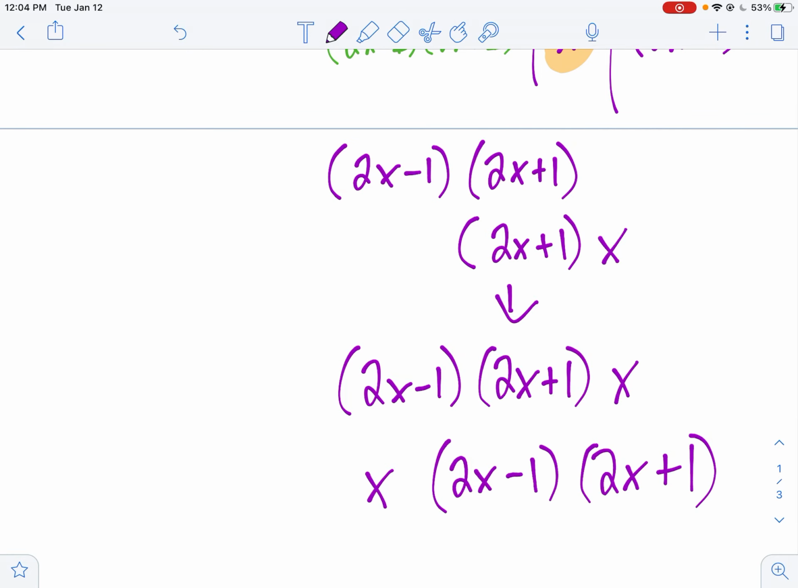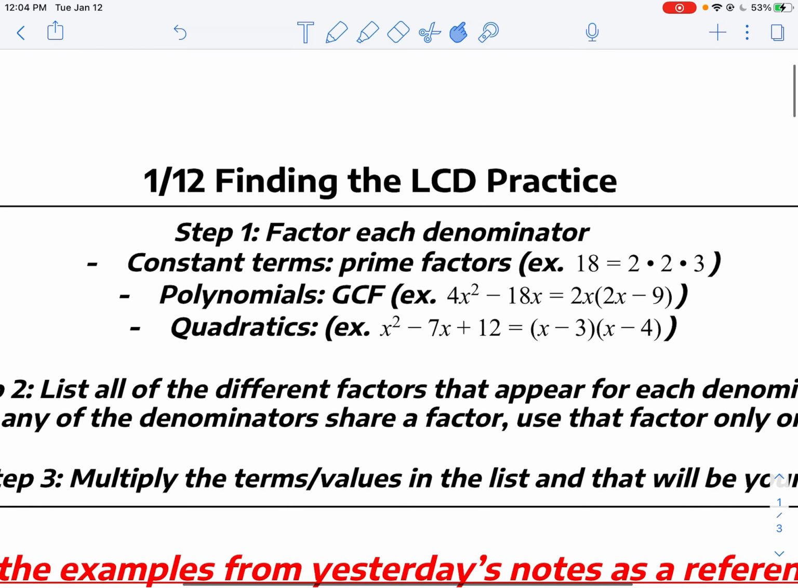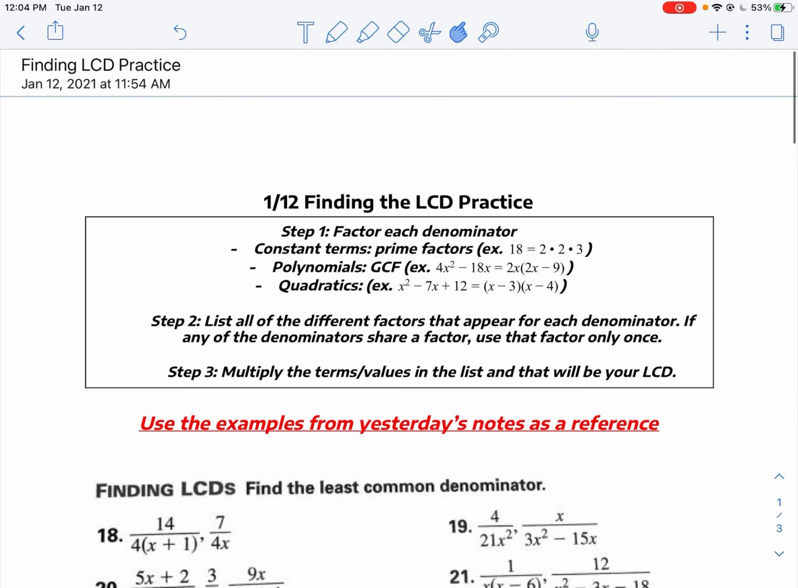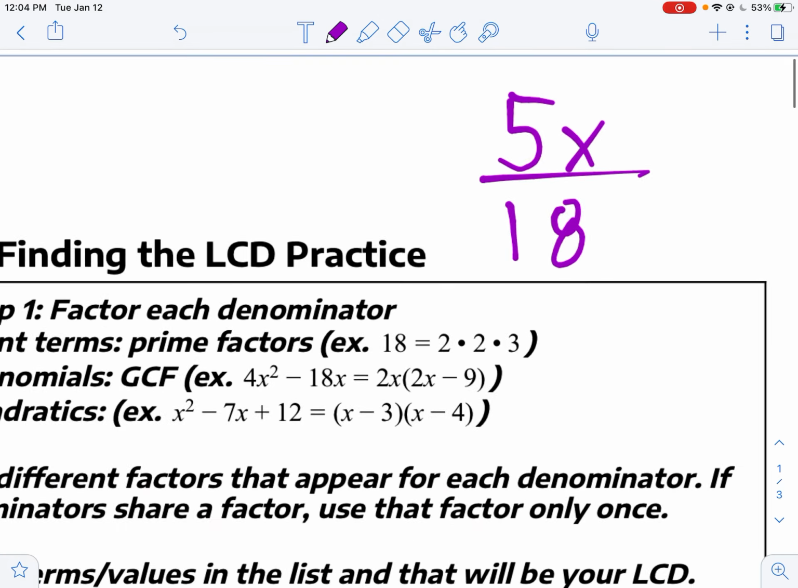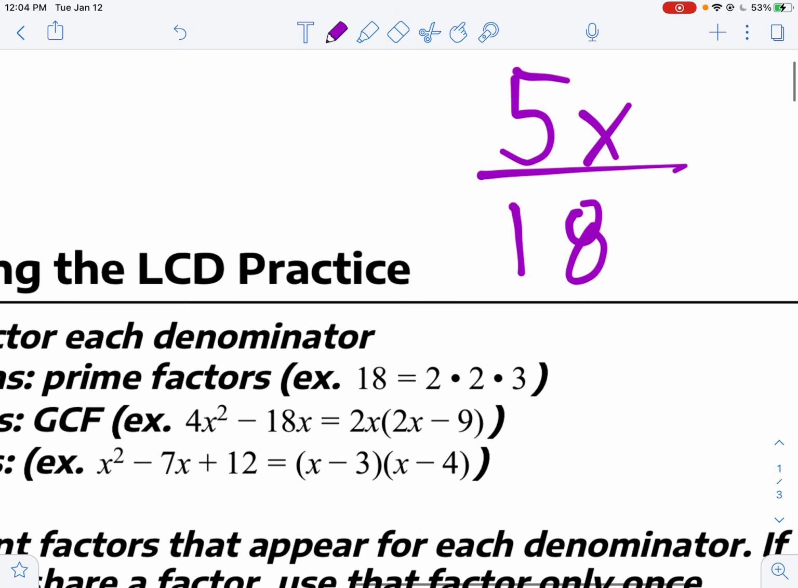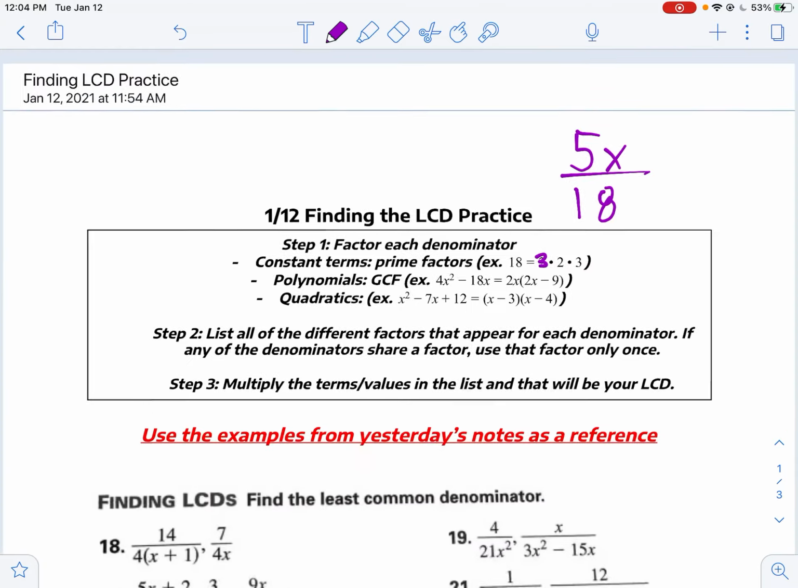So again, remember these steps. One, factor each denominator, and that's individually. Look for constant terms. Any constant terms would be like if you had 18. Say I had 5x over 18. Then 18 would be a constant term, and that's how I would factor that out. And, oh boy, that should be 3. Good catch. That's why we do this.